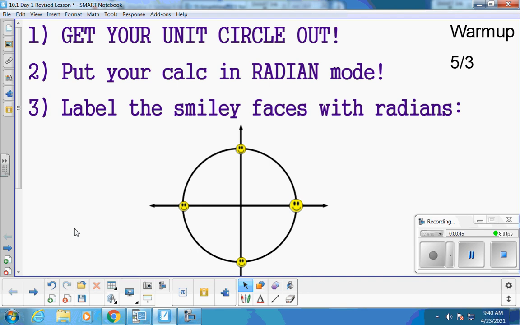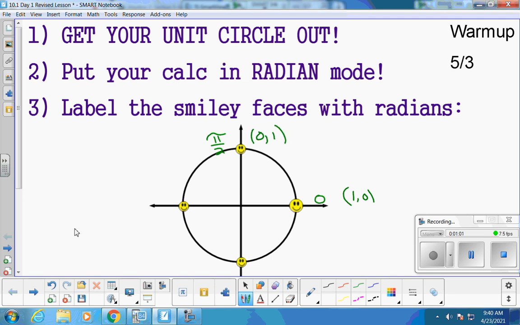Just found mine. All right, we're going to label this circle with coordinates and radians. So right here, we start off at 0 radians, and this is the coordinate 1, 0. Up at 90 degrees, we call that pi over 2 radians, and it's the coordinate 0, 1. Over at 180, that's pi radians, and that's the coordinate negative 1, 0. And then down at 270, that's 3 pi over 2 radians, which is the coordinate 0, negative 1. All right, we're going to be using all those coordinates to do both sine graphs and cosine graphs today.